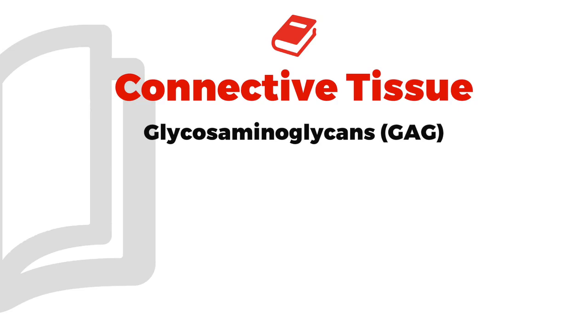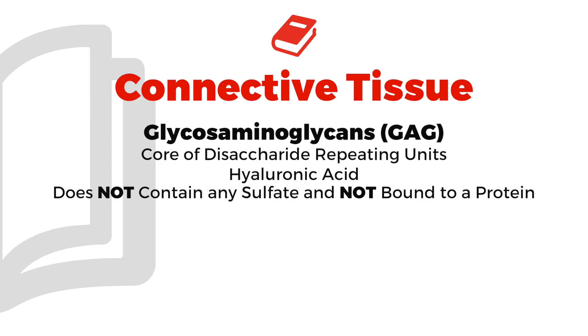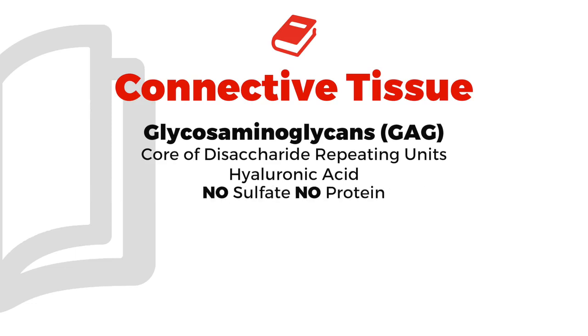If you look there on the first bullet point, it contains a core of disaccharide repeating units. Circle those three words, okay? That's big. And if you go to types of GAGs, hyaluronic acid is the one that typically gets hit on old tests. Pay attention to that because it's really unique. If you read there, it says it's unique because it does not contain any sulfate and it's not bound to a protein. So say that to yourself, no sulfate, no protein.